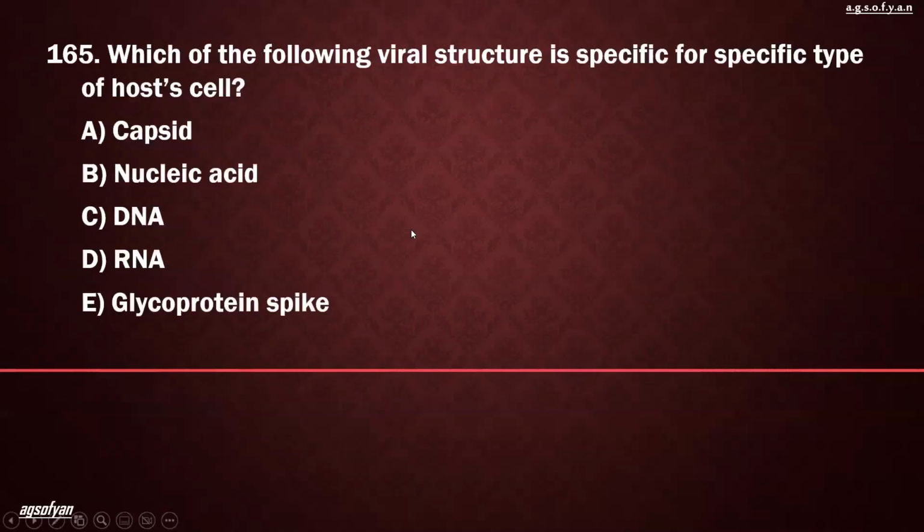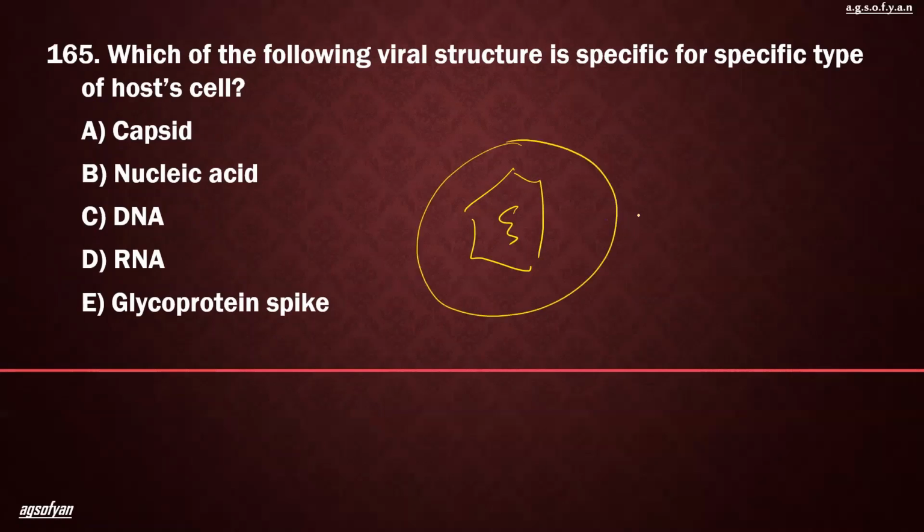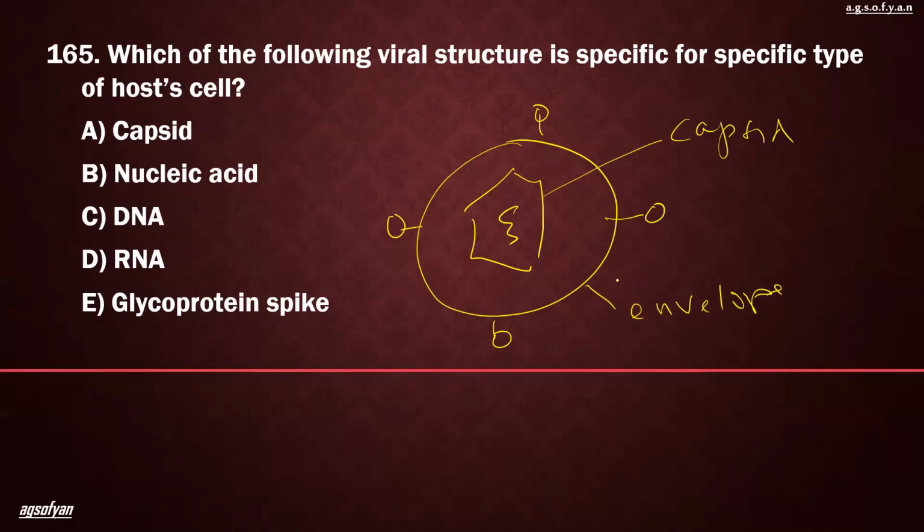Okay, which of the following viral structures is specific for a specific type of host cell? We have this in the class. So this is a virus. Some viruses have an envelope and have this as a special attachment. What do you call that? This is the capsid, this is an envelope, and this is the nucleic acid.